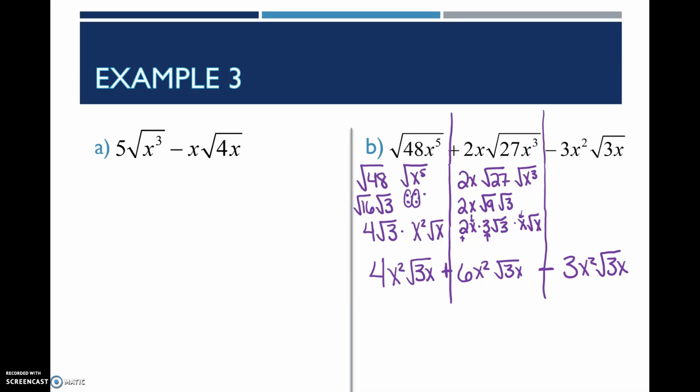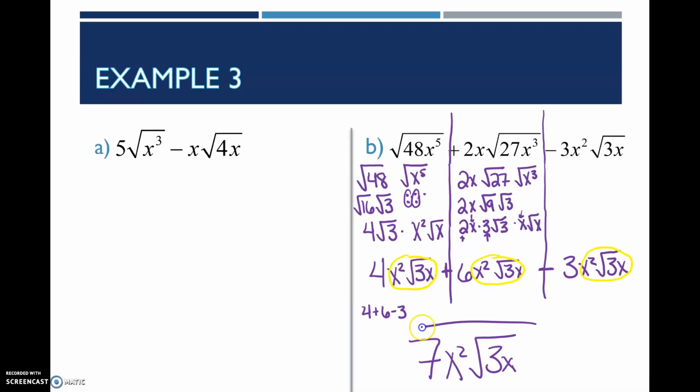Okay, because x squared square root of 3x is the same on all of these, really all we have to do is 4 plus 6 minus 3, which is 7. So 7, x squared square root of 3x. That is our final answer.